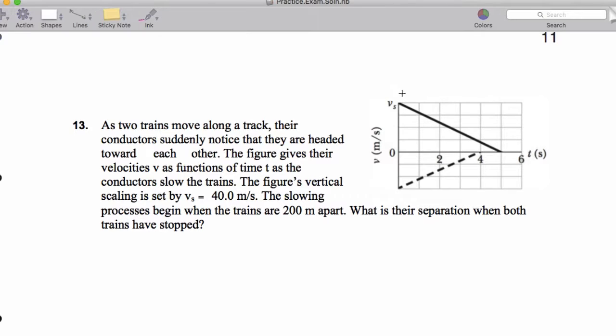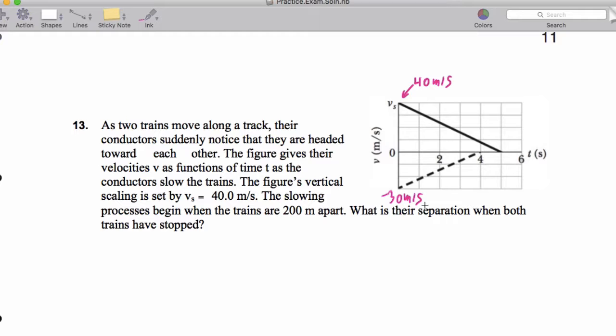Number 13. This is an interesting problem. So we've got 40 meters per second here and 30 meters per second here. If we go by the scaling of this, which is 40, 10, 20, 30, 40, that makes this negative 30. Let's go ahead and see what we can do to solve this problem.